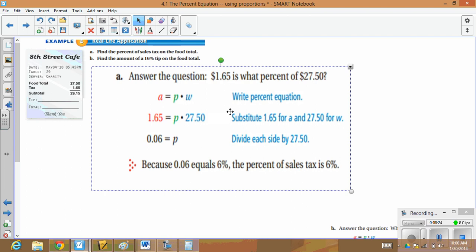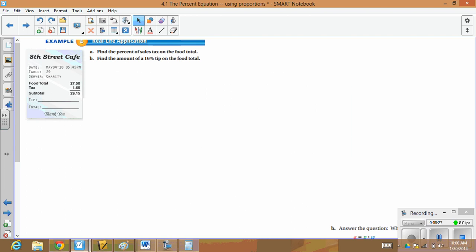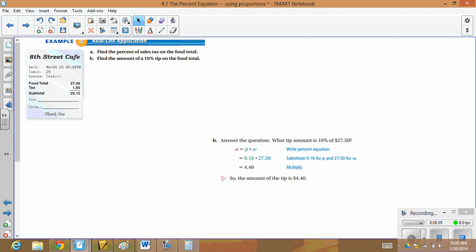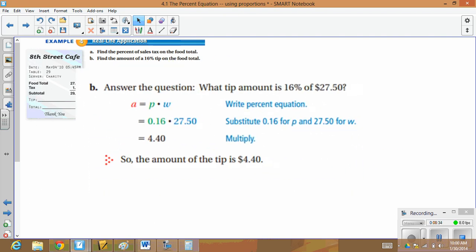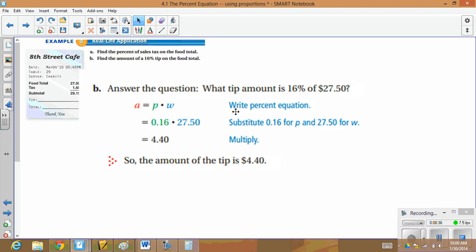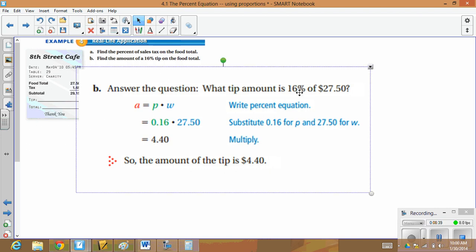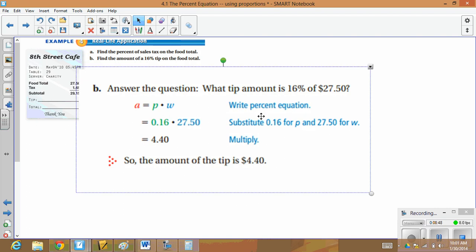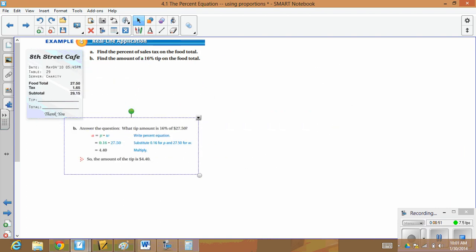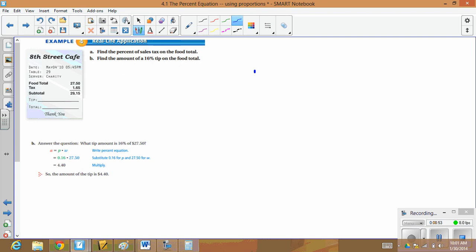And Part B asks, find the amount of a 16% tip on the food bill. So that looks like this. We need to answer the question: the tip amount is 16% of 27.50. So we want to know what 16% of 27.50 is. Again, I'm going to show you the percent proportion. We're going to use is over of equals percent over 100.